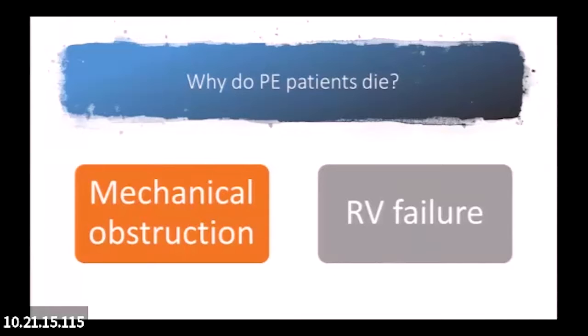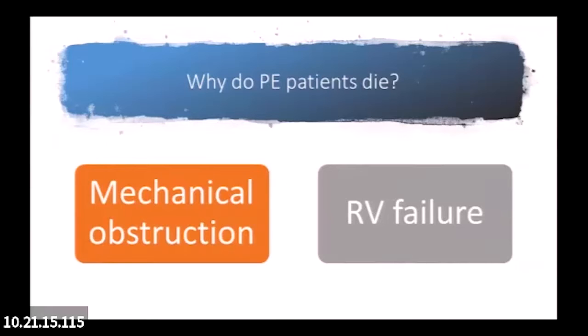So why do PE patients die? There are two main reasons. The one reason is the mechanical obstruction. So essentially the blood circulation from the right side to the left side, if it is completely cut off in the pulmonary trunk, then that can cause a cardiovascular collapse, and then the patient just dies.